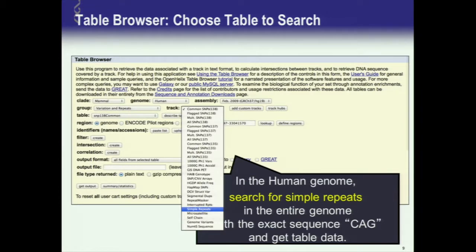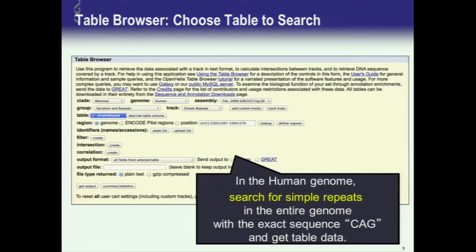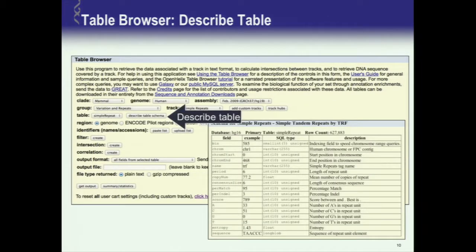And then we don't want common SNPs, we want simple repeats. So these are all the different tracks that are in the variation and repeats group that we could have chosen, but we want this one because we're looking at simple repeats, tandem repeats. I usually don't change that option, but I think you can. And there are various things, so we could also choose a custom track if we'd uploaded something.